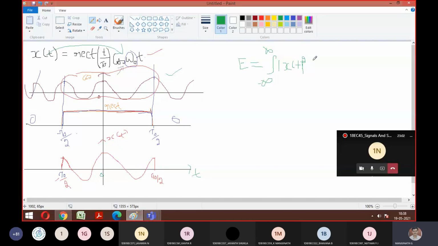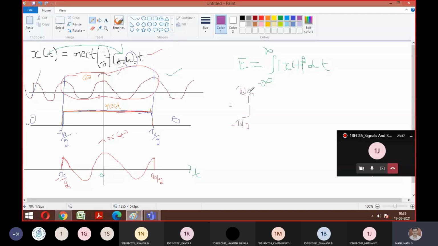The limit is minus infinity to plus infinity now. Yes, sir, minus t naught by 2 to t naught by 2. The formula is minus infinity to plus infinity. Since we have proved it is a finite duration, the duration is ending at t naught by 2, positive to negative. So this is the change you should make.